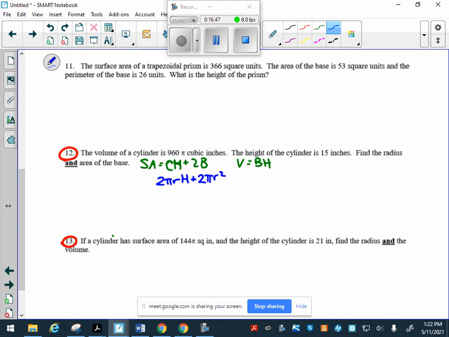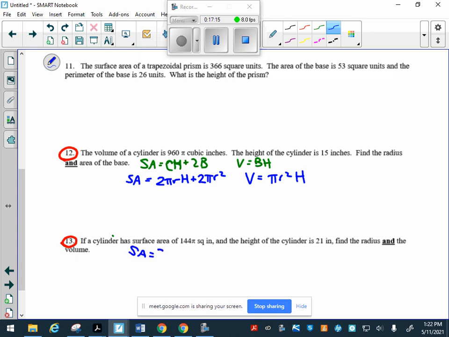So you end up using this formula instead, because to solve for radius, you need a formula that has an R in it. Does that make sense? Okay, so this one's volume. Same thing. Volume is pi r squared h.